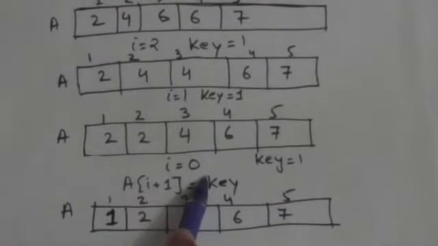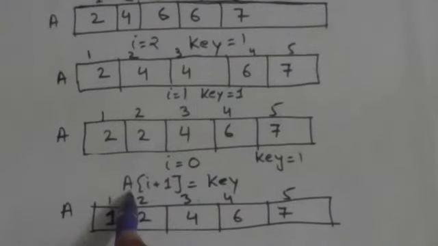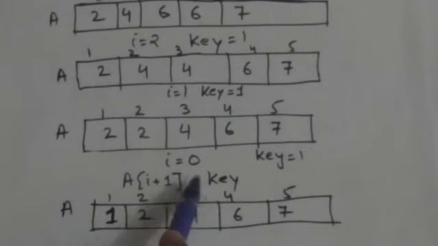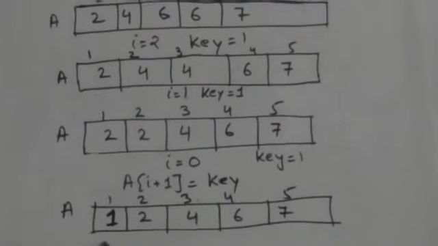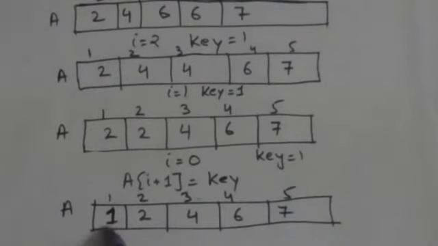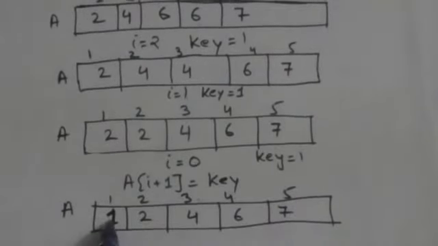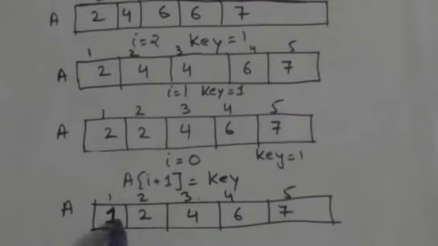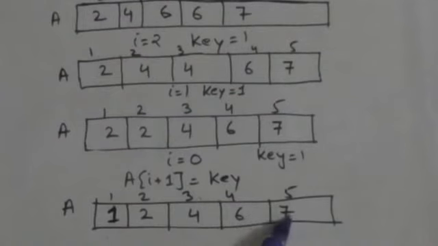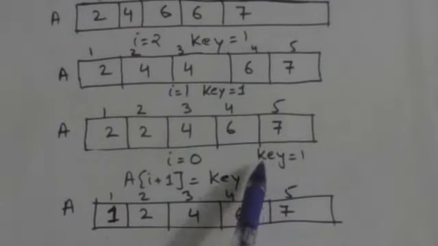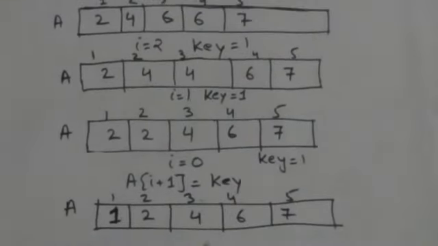So we will stop there. And the value of key will be stored at index I plus 1. It means the value of key will be stored at index 0 plus 1, that is at index 1. Here the value of key is stored at index 1. Now after inserting the value of key at index 1, we will get this array. Now see, these elements are arranged in increasing order. In this way we have inserted the value of key at the proper place in the sorted elements.